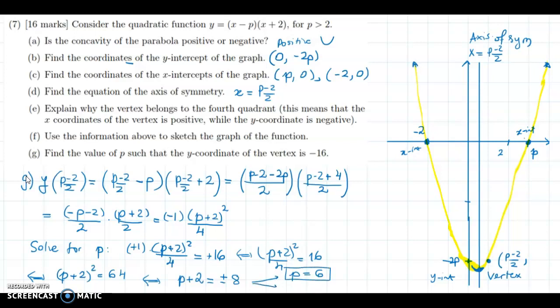The other option will be that p plus 2 is equal to negative 8, so that would mean that p is equal to negative 10, but that's impossible. We don't want that because we know that p is greater than 2. So the only solution that we found for the value of p was p equals 6.